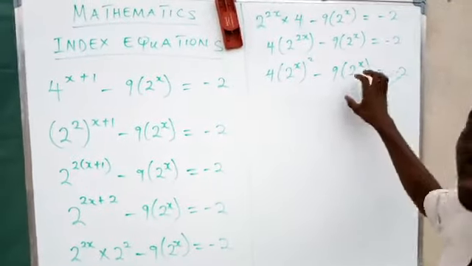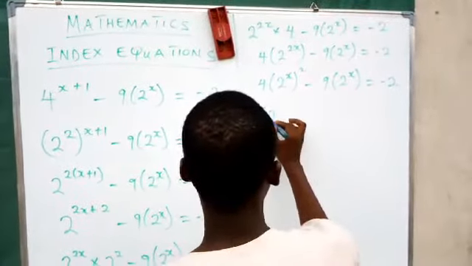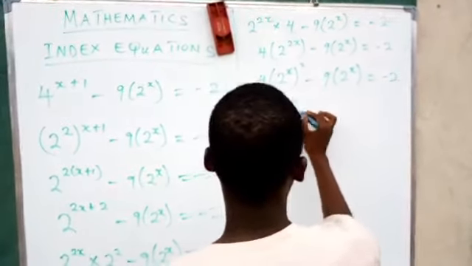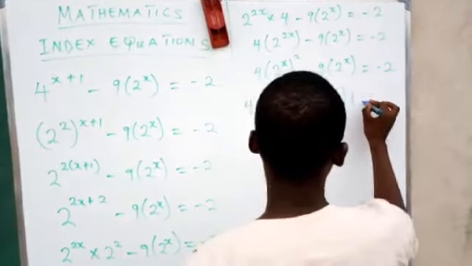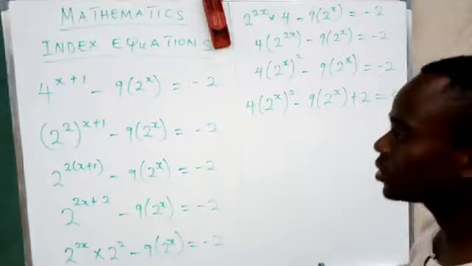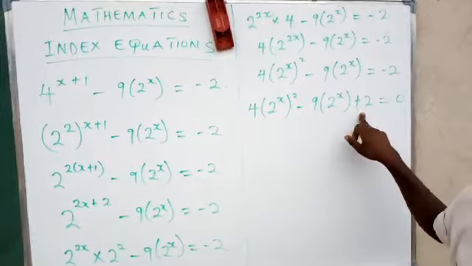So we bring the constant term to the left hand side, so that we have 4 into 2 to the power of x all squared minus 9 into 2 to the power of x plus 2 equals 0, because the 2 was previously negative here and it crossed the equality sign to become positive.